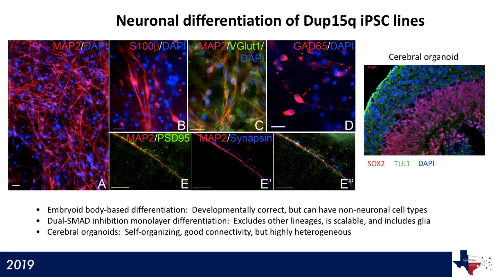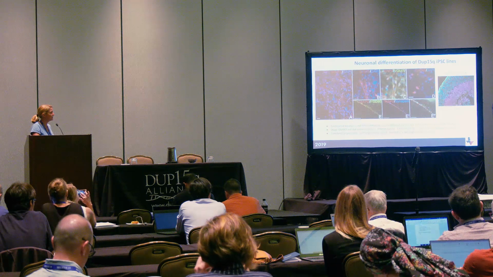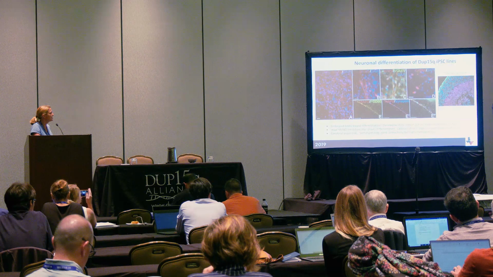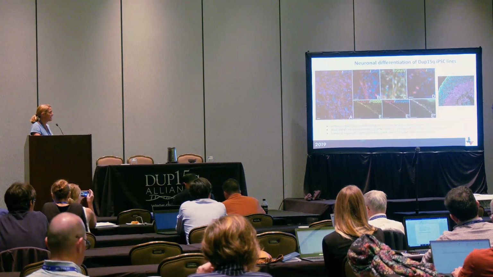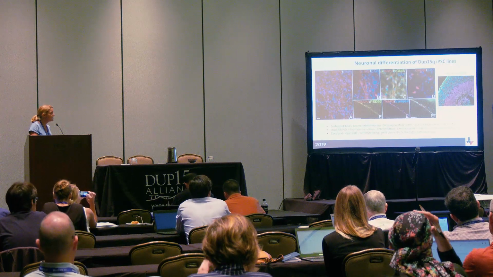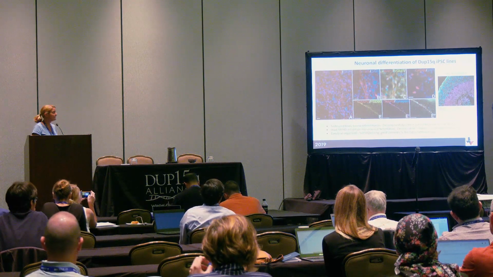I mentioned earlier that we differentiate our iPS cells into neurons. We do a variety of different neuronal differentiation strategies. One is embryoid body-based differentiation. This one's developmentally correct, but can have non-neuronal cell types that can influence their function. So we don't use this a whole lot anymore, although some of our data previously has been generated using this strategy. My lab's favorite is this dual SMAD inhibition monolayer differentiation because it excludes other non-neuronal lineages, but this differentiation strategy is very scalable.